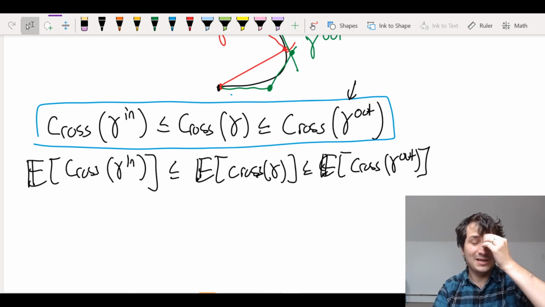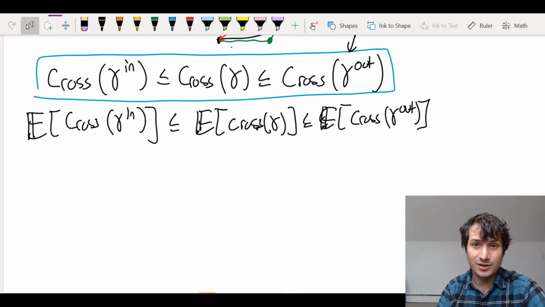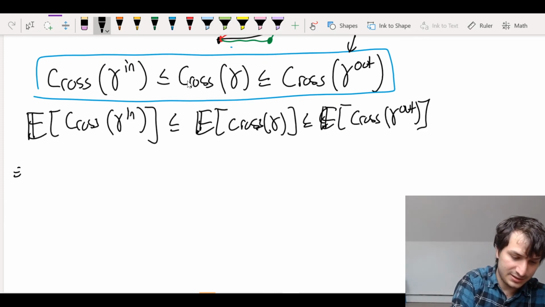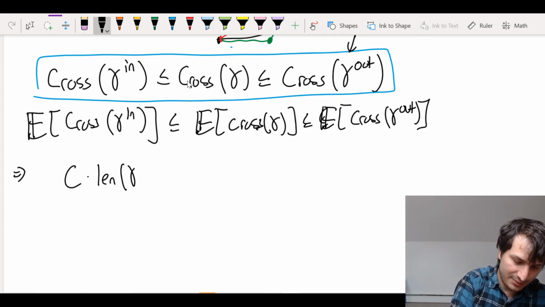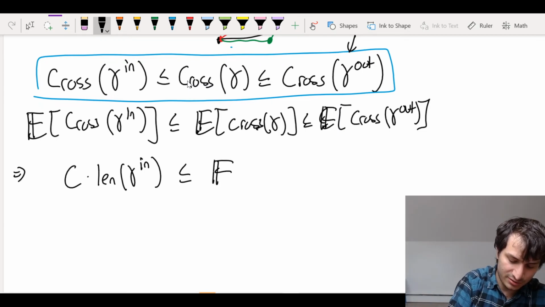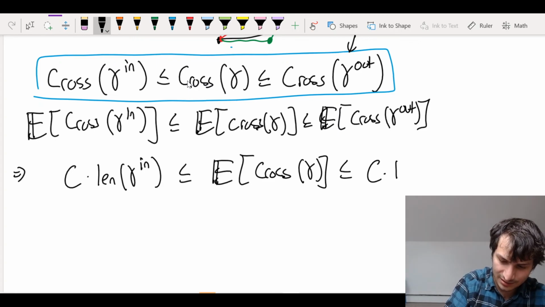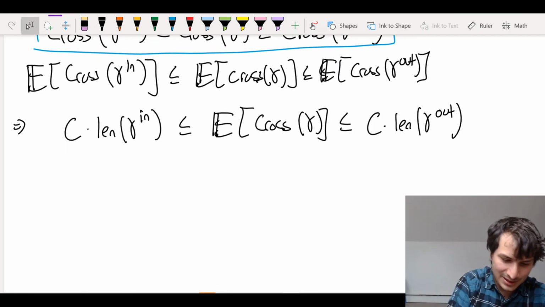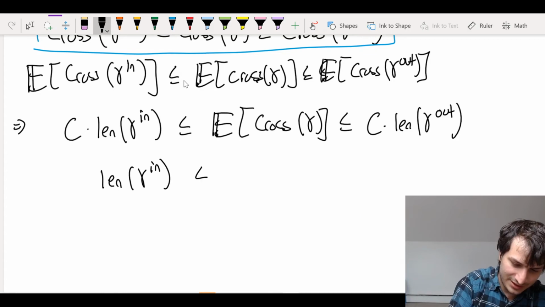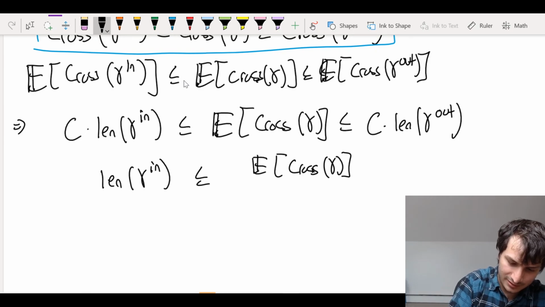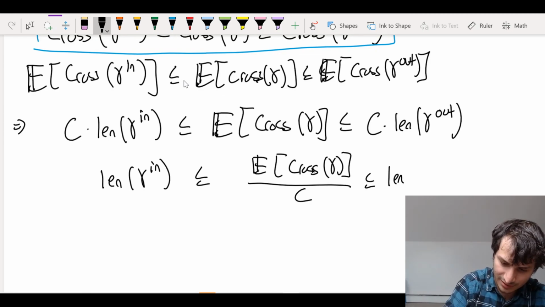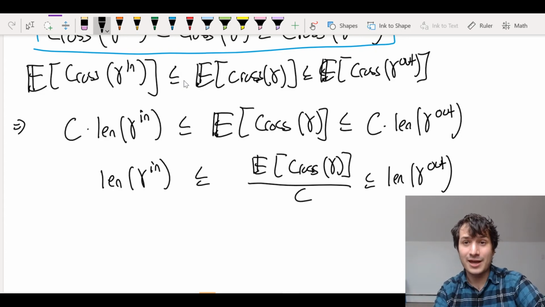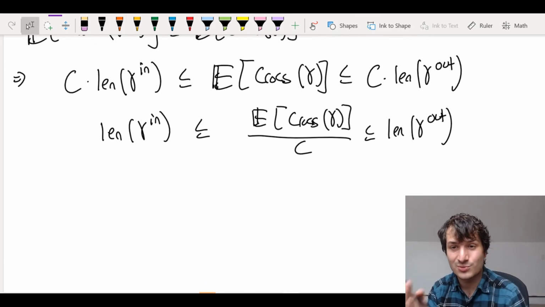The two outside bits, because they are piecewise linear, by lemma 4, we know what they are. So this implies c times the length of gamma in is less than or equal to the expected value of the number of crossings of gamma, which is less than or equal to c times the length of gamma out. If you want, we can divide by c again. So the length of gamma in is less than or equal to the expected number of crossings of gamma divided by c, which is less than or equal to the length of gamma out. And this is exactly the same situation as we had in lemma 3.